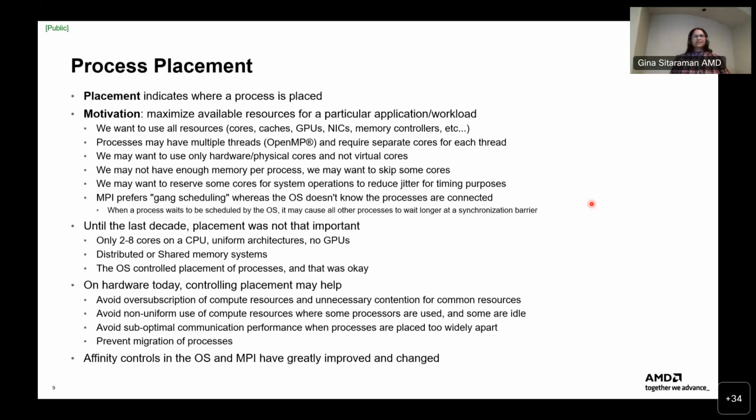The good thing for us is that affinity controls in the operating system and MPI have greatly improved and changed. So different MPI implementations have different affinity controls. And today we are just going to see what Slurm bindings in Cray and Pitch provide to us using some examples.